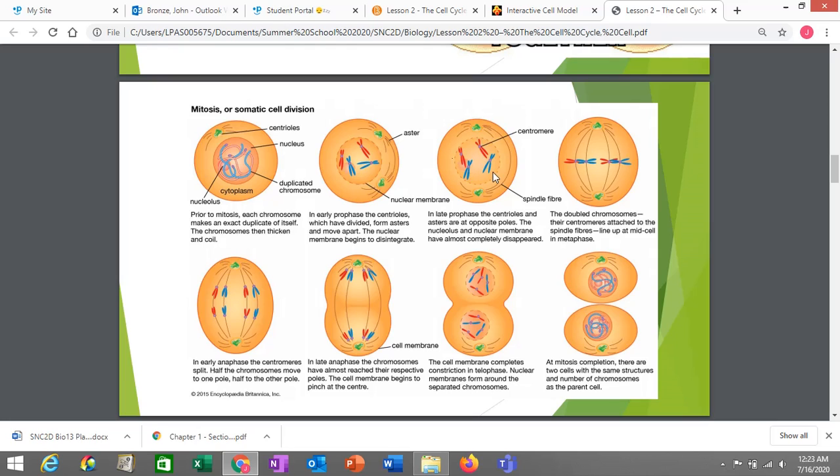So if you want, we can basically break this down into 3 things that are going on here, just to keep it simple. 3 things, okay? Centrioles have moved to the poles and are producing their spindle fibers. Chromosomes have condensed and are preparing to move. Nuclear envelope has broken down. That's it.